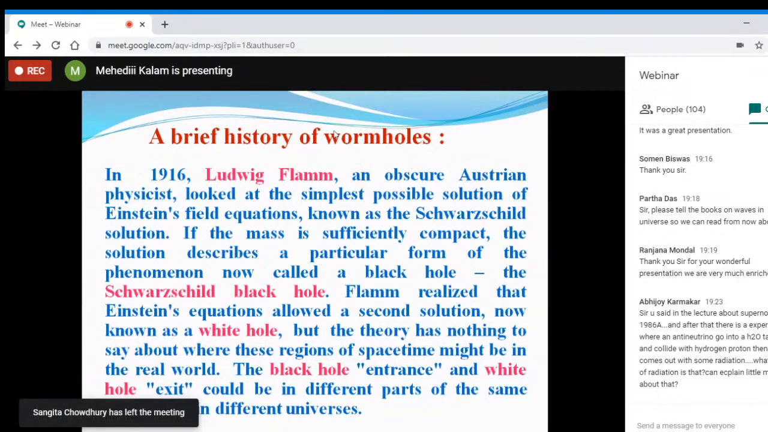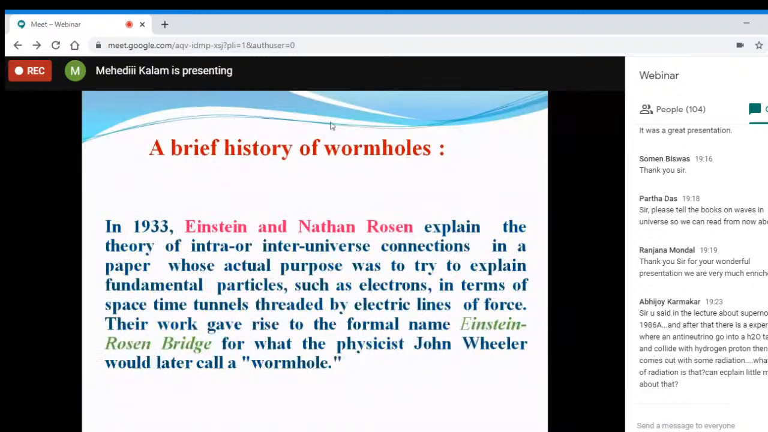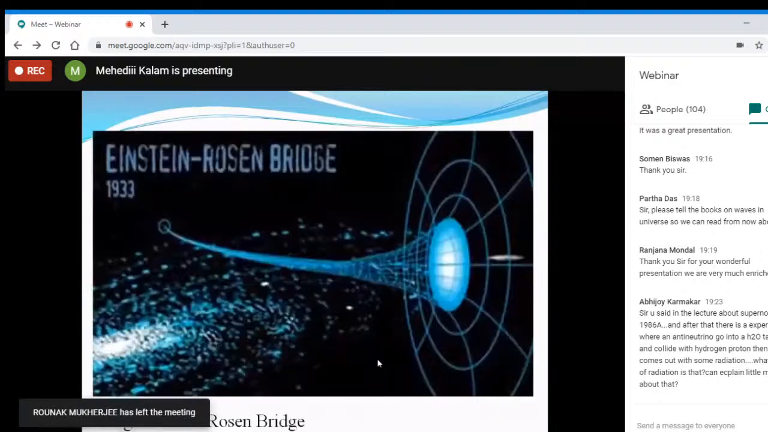the exit. But Flamm couldn't explain where this may be possible. This idea was given by Albert Einstein in 1933, where Einstein and Nathan Rosen gave the idea known as the Einstein-Rosen bridge, which John Wheeler later called a wormhole. So this is the picture of the Einstein-Rosen bridge.